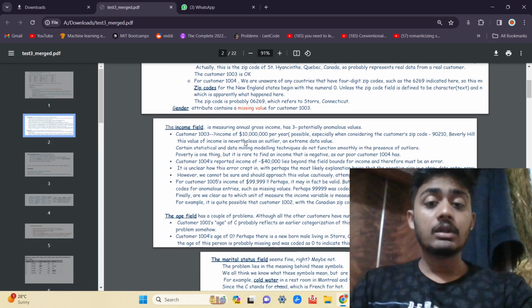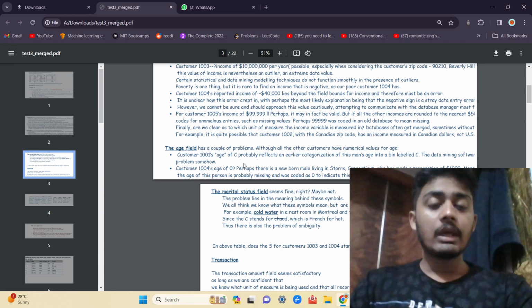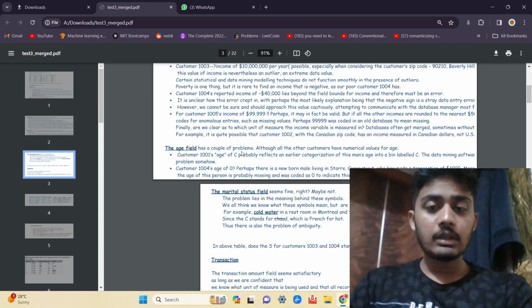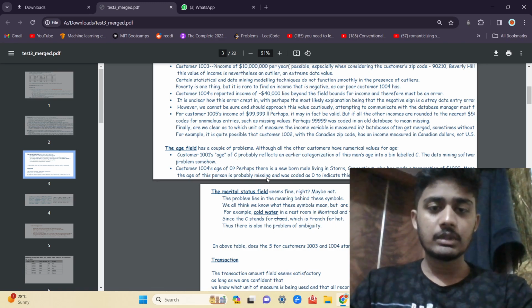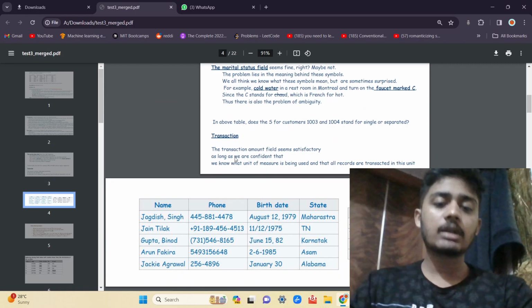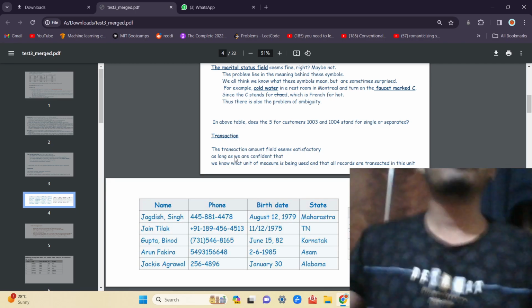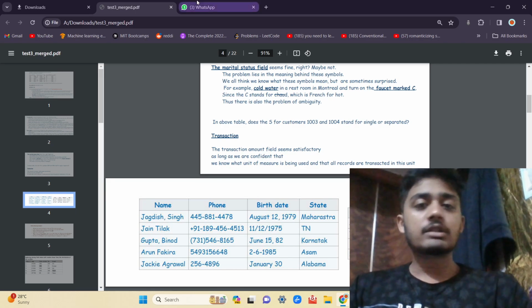In the income field, we can see minus $40,000. It lies beyond the bounds of income, so there must be an error. We have already discussed that. In the age field, there is no problem. Now coming toward the transaction, every transaction seems satisfactory as long as we are confident that the unit of measure is the same. So these are the solutions for the first question, and we have already discussed that.